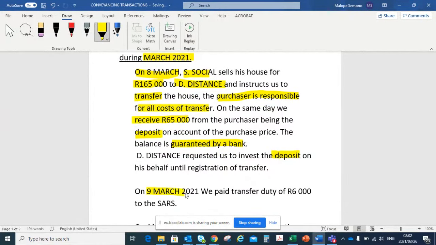On the 9th, what happened on the 9th? We paid the transfer duties of 6,000 to SARS. Remember, who is responsible for the transfer duties and the cost of transfer? The purchaser is responsible for the cost of transfer, okay? And the transfer duty, all the cost of transfer. So it means we must go and pay 6,000. But let's go and check.